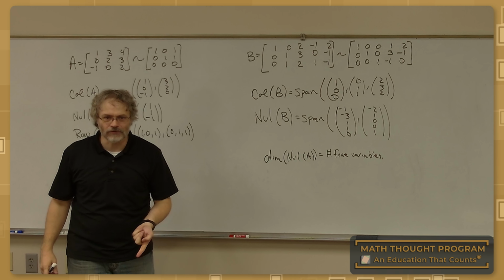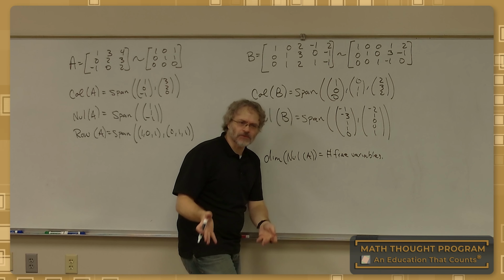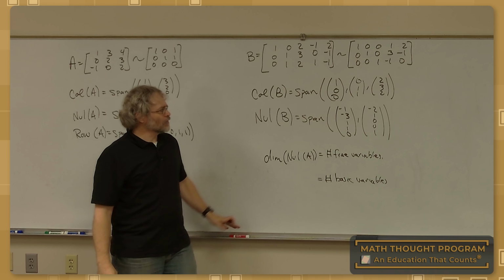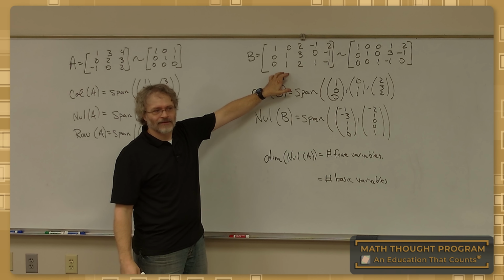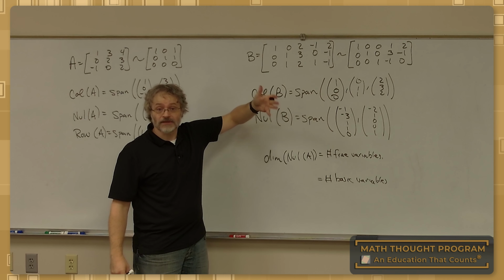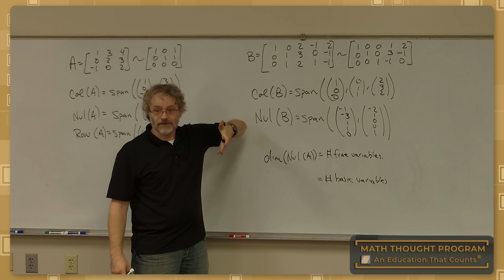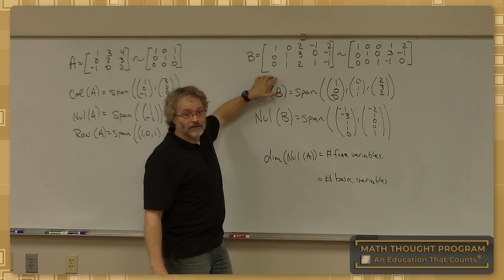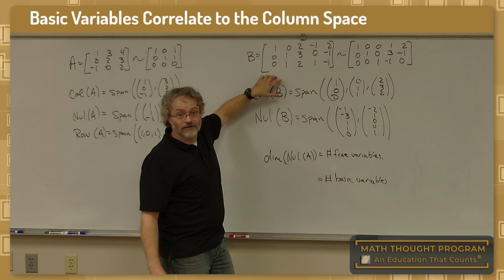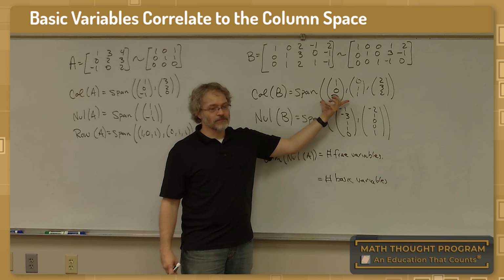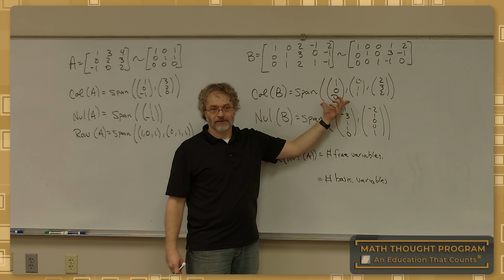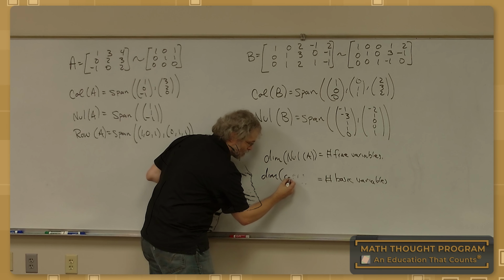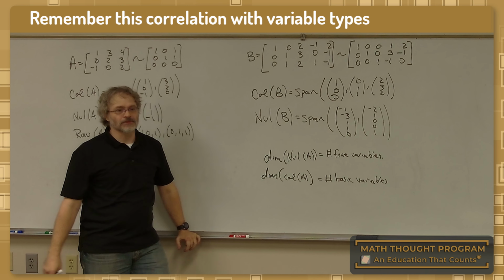What about basic variables? Because we have those too, right? We have free variables, we have basic variables. Well, how many basic variables do you have here? How many pivot columns do you have? 3. And for each pivot column, it leads you back to a linearly independent vector back here. What's the dimension of the column space? So the dimension of the column space, that's the number of basic variables.